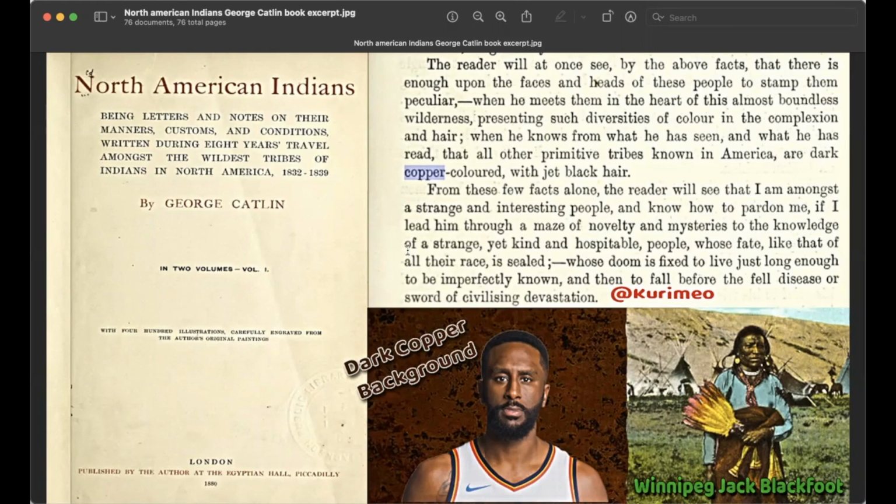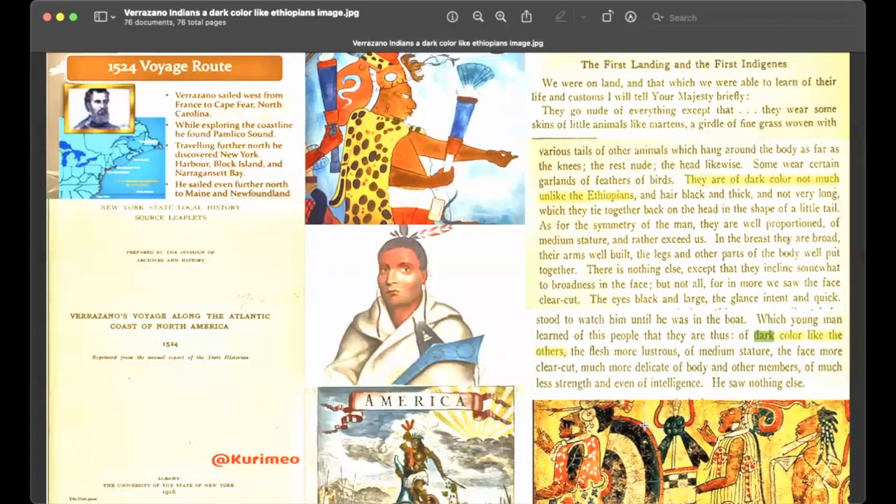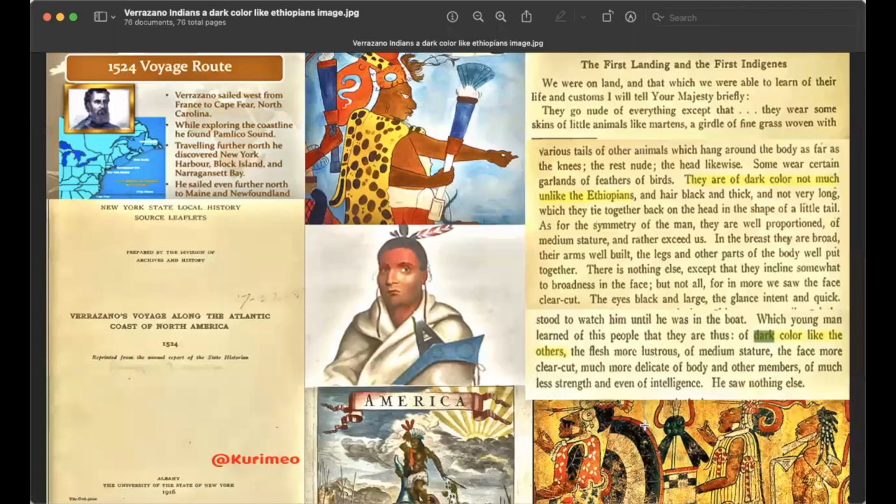When he knows from what he has seen and what he has read, that all other primitive tribes known in America are dark copper colored with jet black hair. Again, dark copper colored. Verrazano's voyage along the Atlantic coast of North America, 1524, reprinted from the annual report of the state historian. This is from 1916.